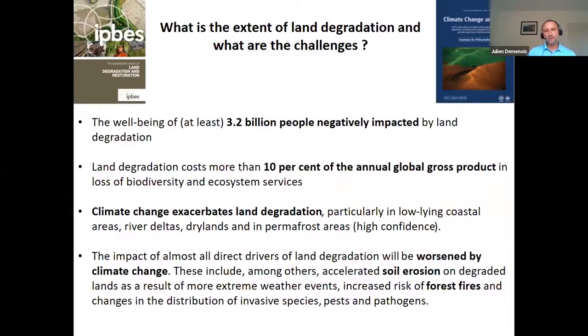So let's go back to the IPBES and also the IPCC report, the special report on land, to conclude on the extent of land degradation and the challenges. According to those two reports, the well-being of at least 3.2 billion people is negatively impacted today by land degradation. So this is about one third of the total population, more or less. And this land degradation has a cost for the economy, which is assessed to be about 10% of the annual global gross product. And in fact, this land degradation is exacerbated by the impact of climate change.